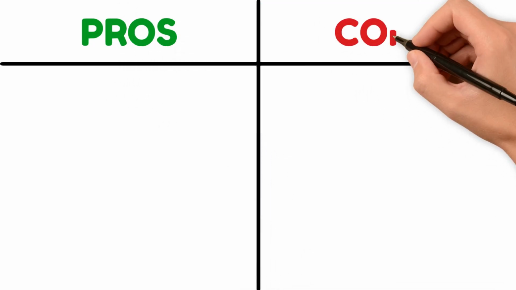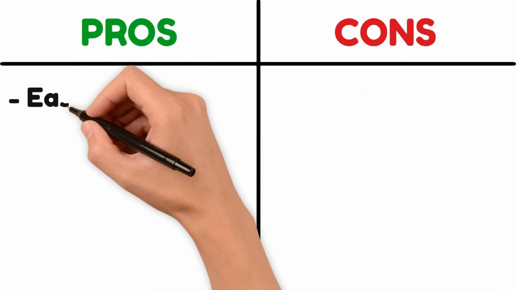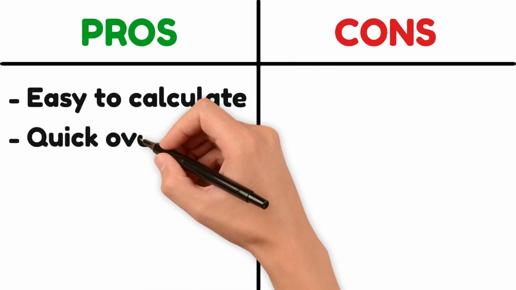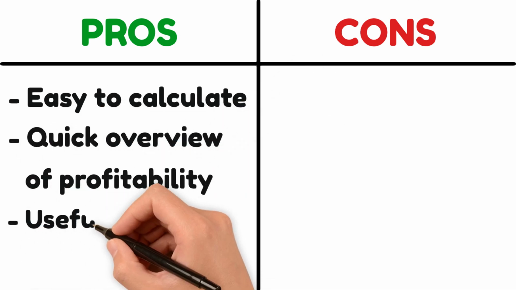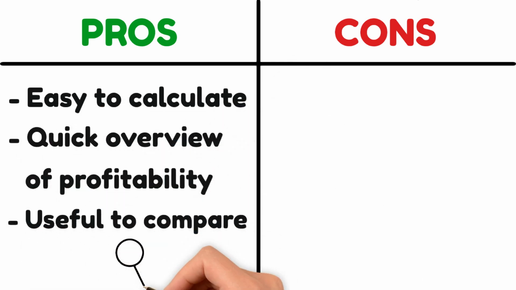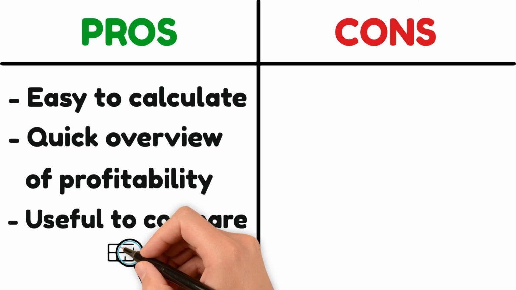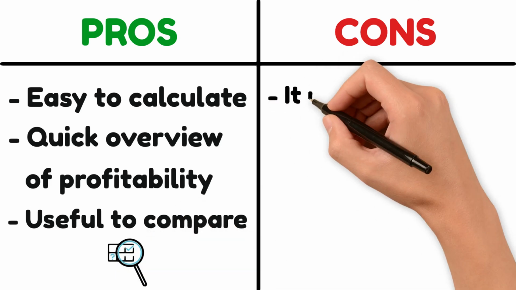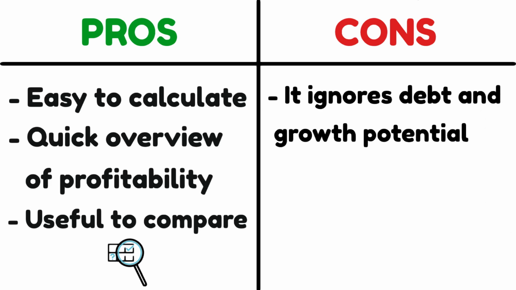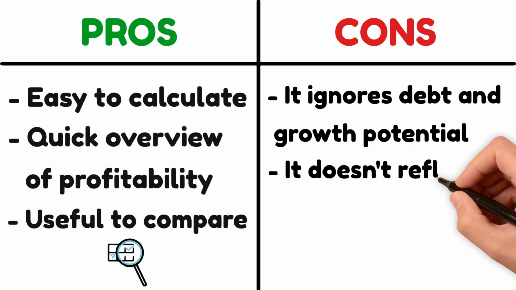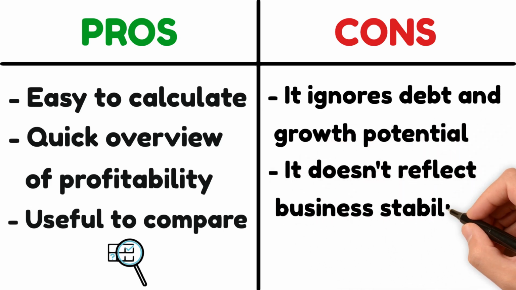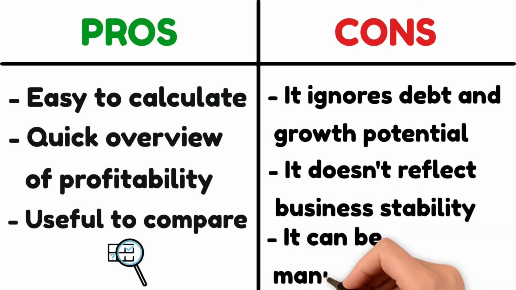Starting with the pros. EPS is simple to calculate and understand, provides a clear picture of a company's profitability per share, and can be used to compare companies in the same industry. Cons. It doesn't take into account company debt or future growth potential. Companies with fewer shares outstanding may appear more profitable, even if their actual performance isn't as strong. EPS can be manipulated through accounting practices, so it's important to look at the rest of the metrics.